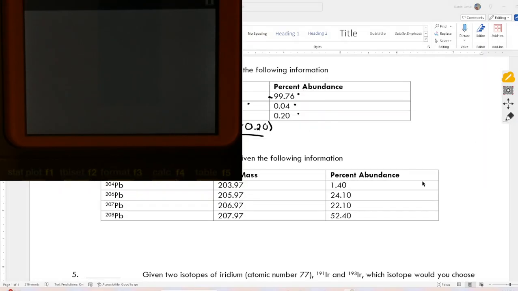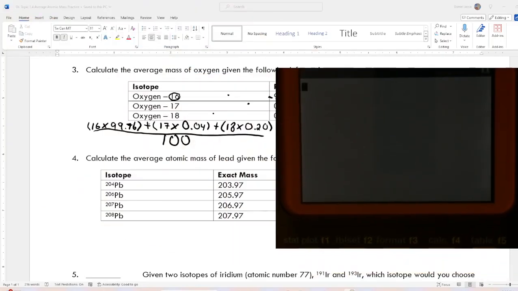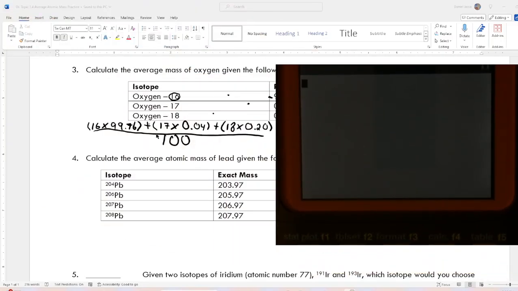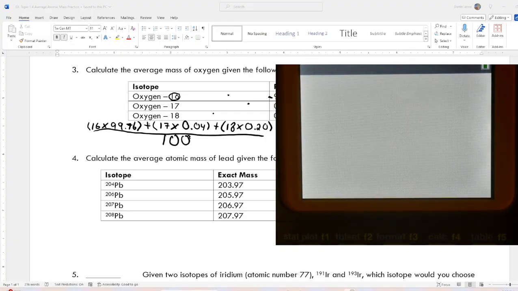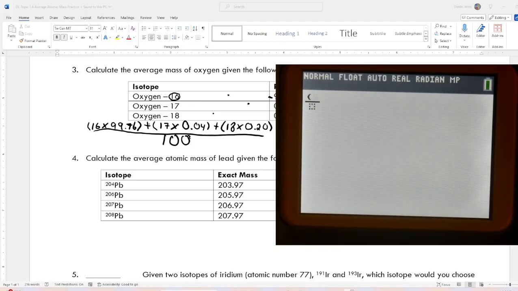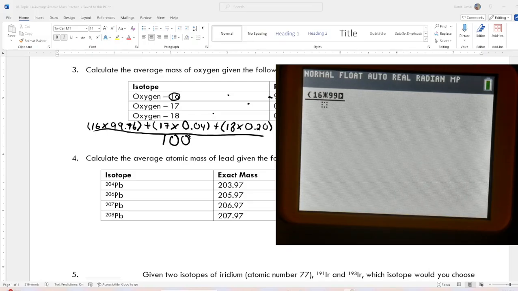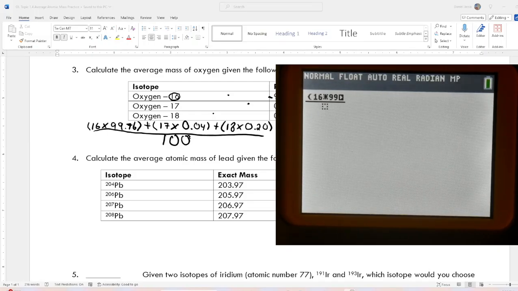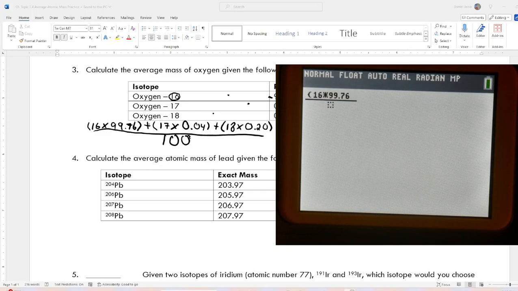Let's make sure we can see our numbers. Let's move our calculator over here so we can still see our numbers right here. All right, so again, alpha y equals, enter. We'll put everything in exactly like we wrote it down. 16 times 99.76. Don't forget the addition in between.